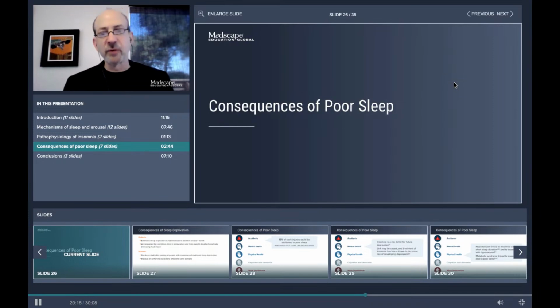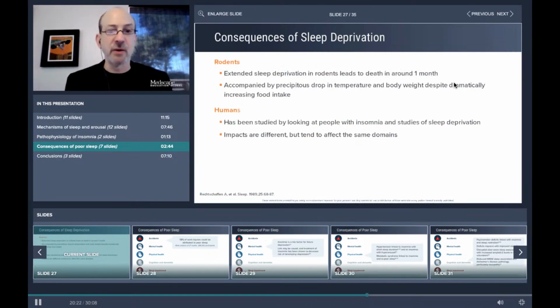Now, just quickly to review the consequences of poor sleep. Sleep deprivation experiments have been widely carried out, both in rodents and humans, and in other animals. In rodents, people have been able to eliminate sleep for long periods of time, and death ensues in about a month. It occurs in association with a precipitous drop in temperature and body weight, despite increasing food intake, and that's thought to be a part of it.